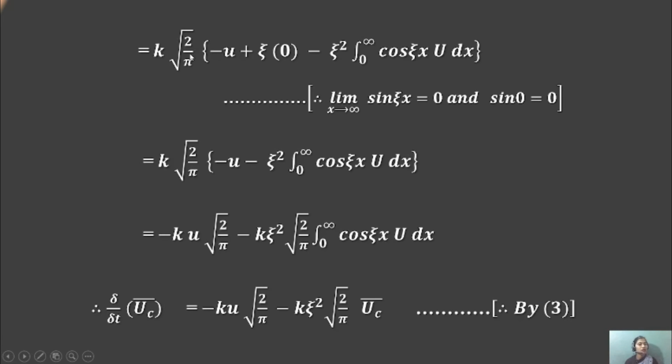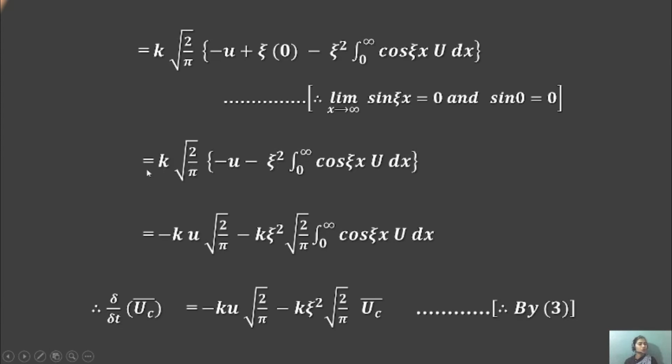Same as solving the equation for the limit, considering sin 0 as 0, and considering sin 0 is 0. Both of these equations will be generated: equals k square root of 2 by pi minus u plus xi, considering it as 0.